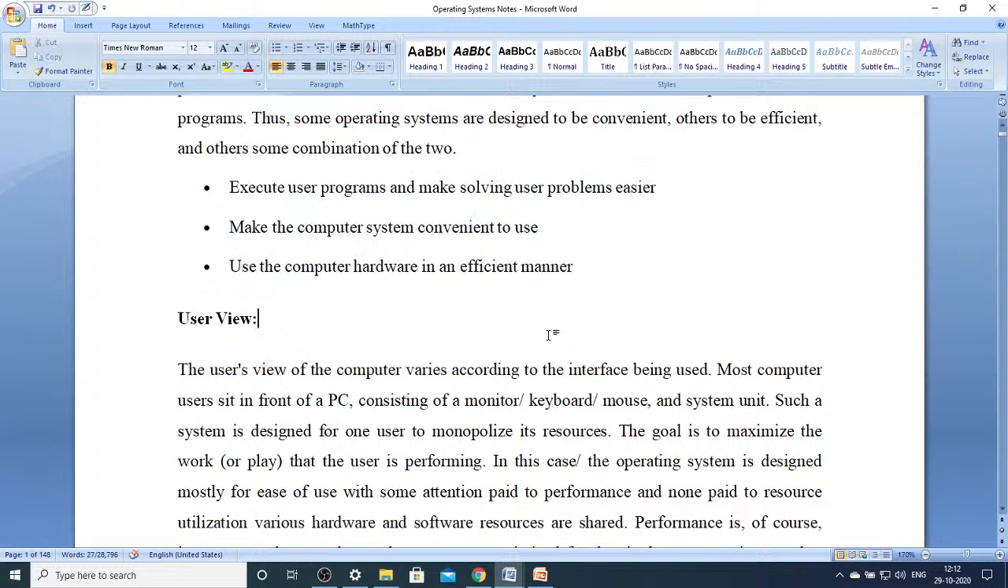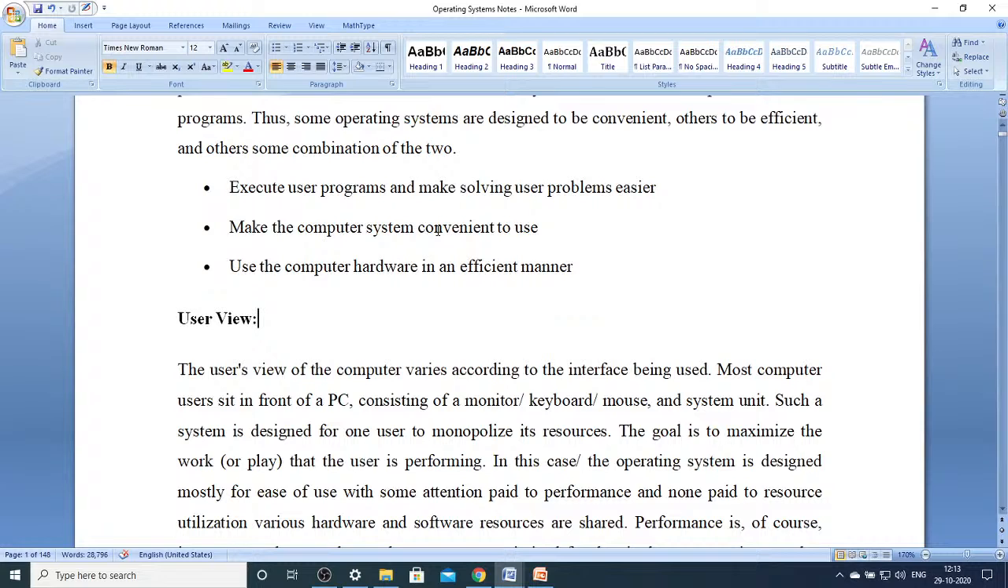That is, execute the user programs and make the user solve his problems easier. This is the primary objective of any operating system. And the second key objective is make the computer system convenient to use.